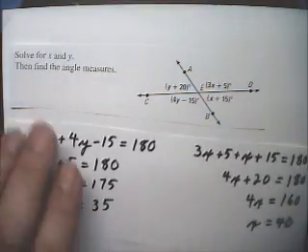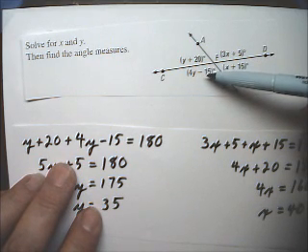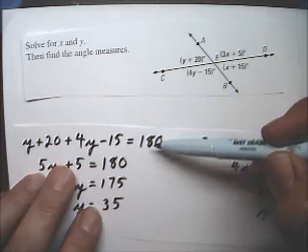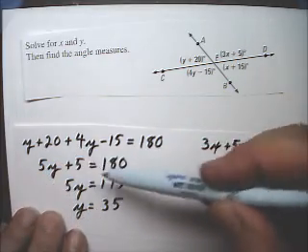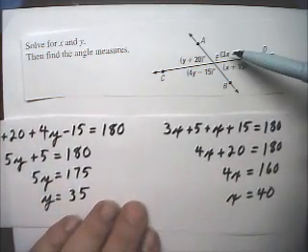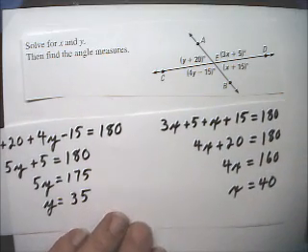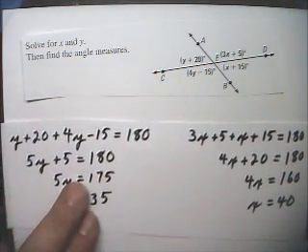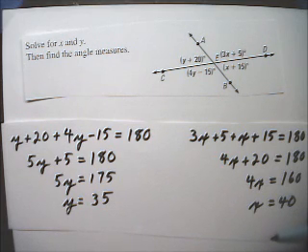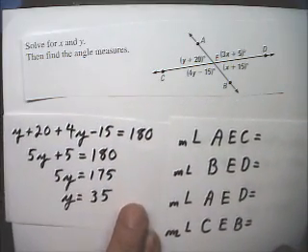Here I've taken the y's, y plus 20 plus 4y minus 15, and that equals 180. I just worked on this, combining like terms and doing algebra to get y equals 35. Here I've put 3x plus 5 plus x plus 15 equals 180, and then just used algebra to get x equals 40. So if y equals 35 and x equals 40, the last part of this problem is to figure out the measures of these angles.